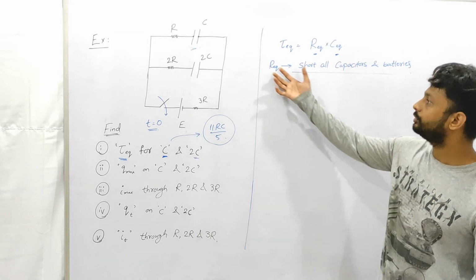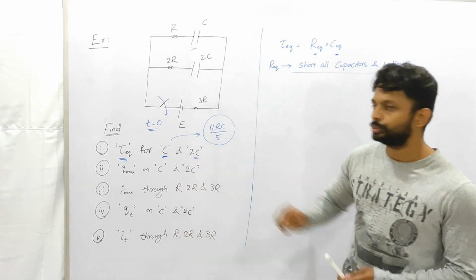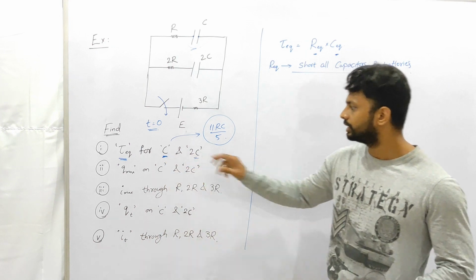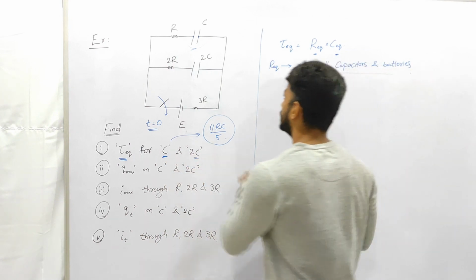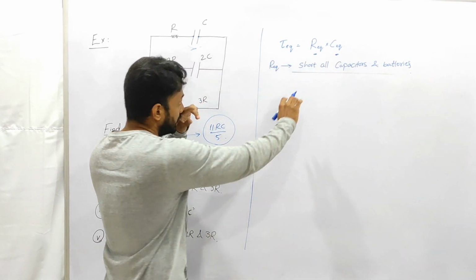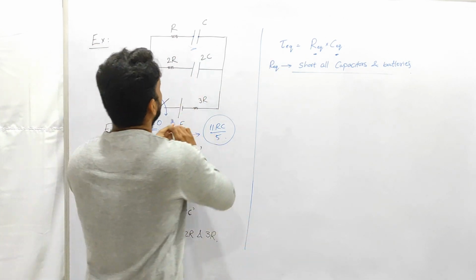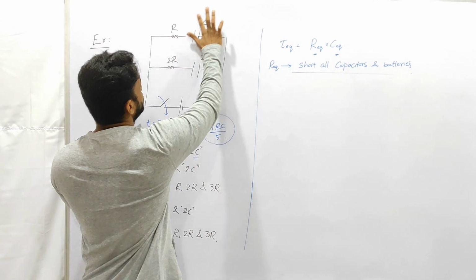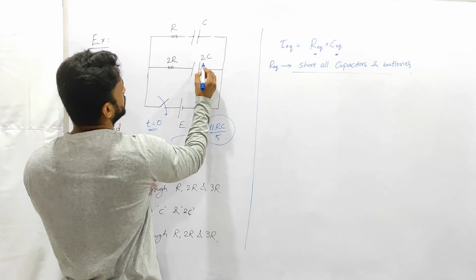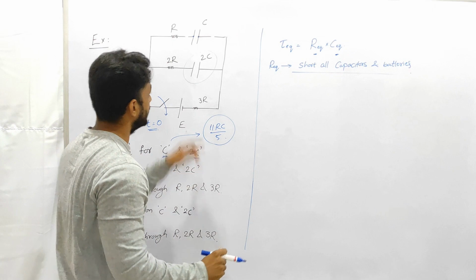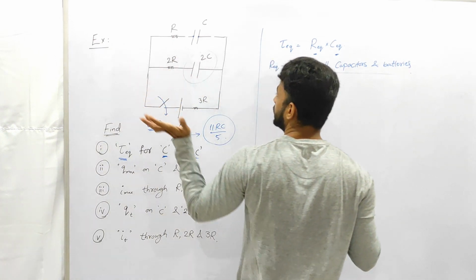Okay, now we see how to find out this tau equivalent for the 2C. We already did it for C, now let's calculate for 2C also. Now for this, what we need to do? Again the same logic: we need to short all capacitors and all batteries, and across the required capacitor, find that R effective. This time what is my required capacitor? It is not C, it is 2C. This is my required capacitor.